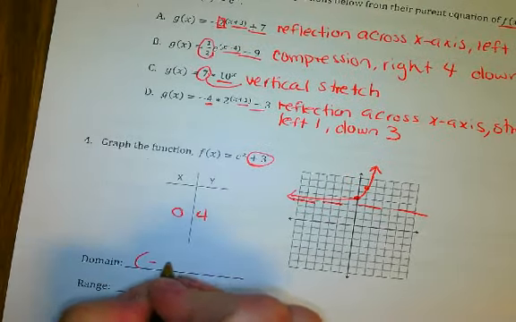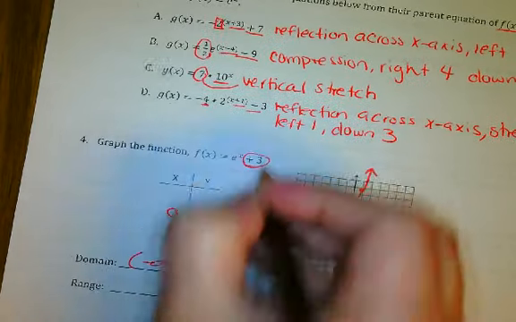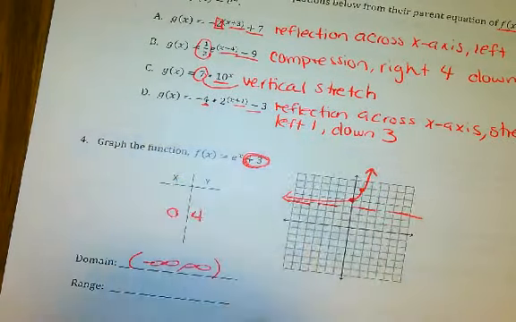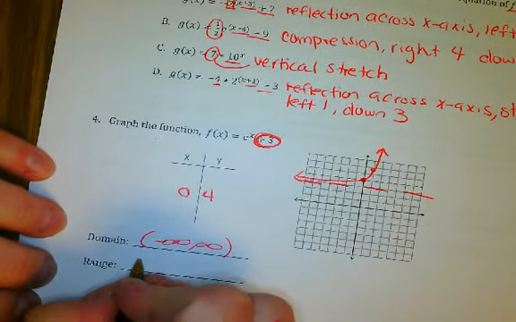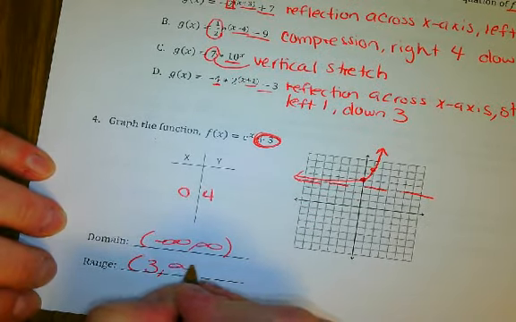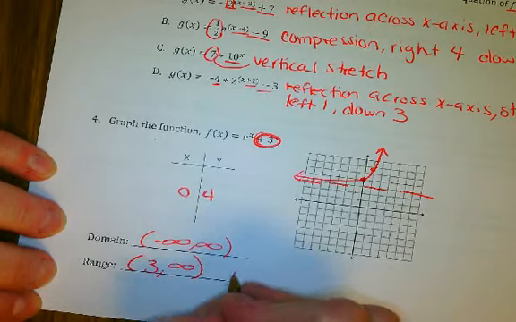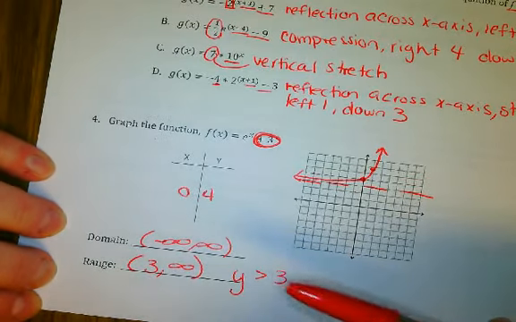Okay, so for my domain, it's still going to be negative infinity to infinity. Now, because this is a plus 3, that tells me my graph can't go any lower than that. So my range from low to high would be 3 to infinity, or y is greater than 3.